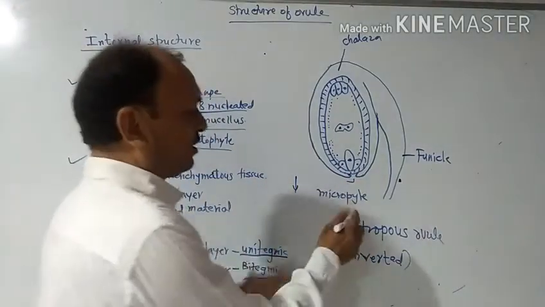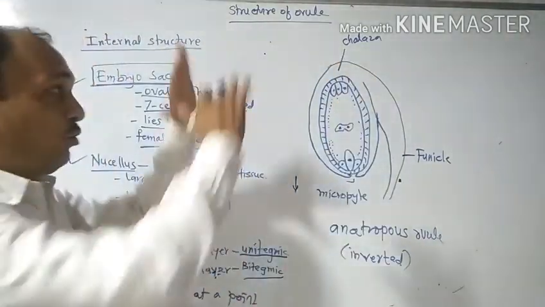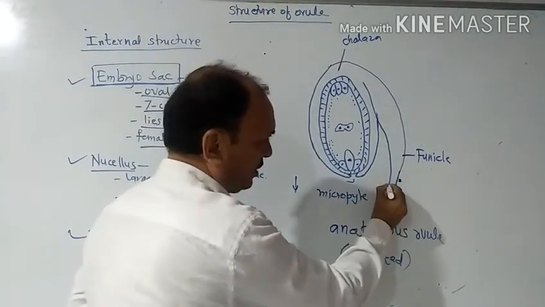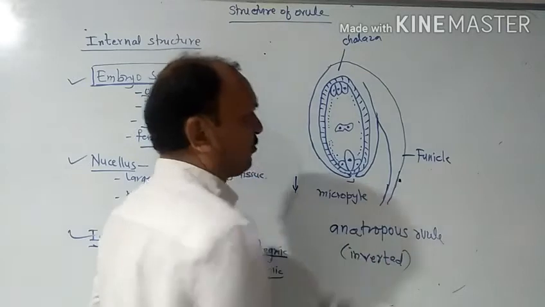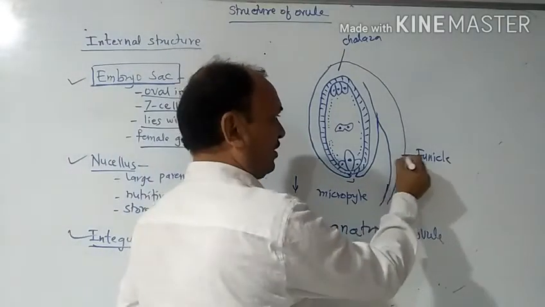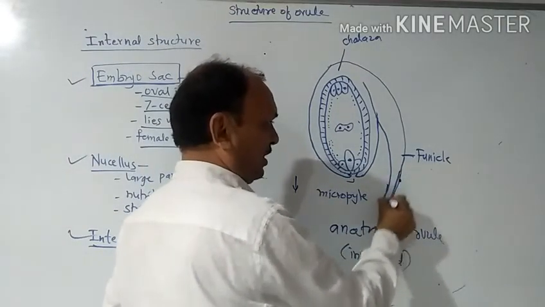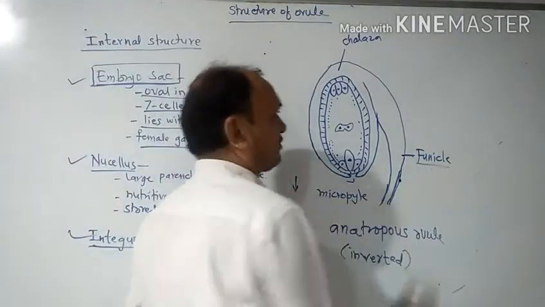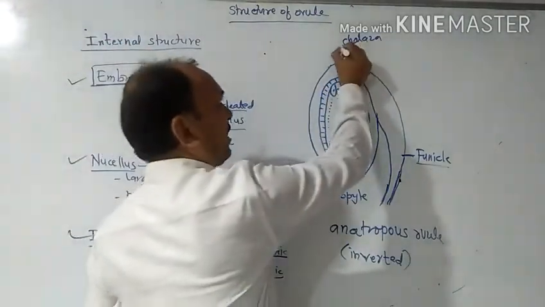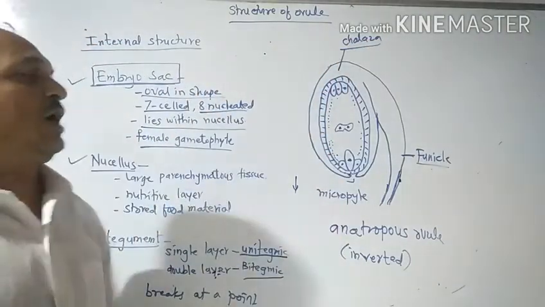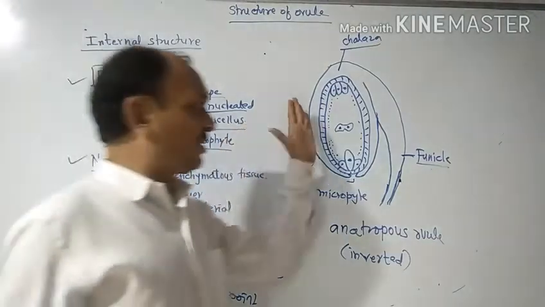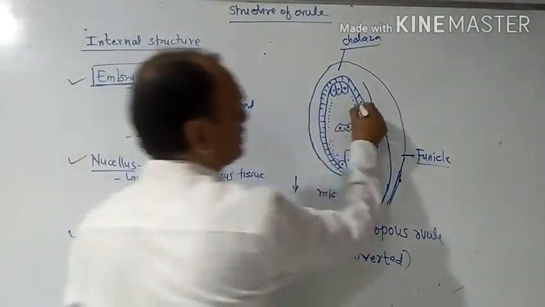So where is the ovule? The ovule is inside the ovary. So where is the attachment? The attachment to the ovary is called the funicle, and the ovule is attached through the placenta. The stalk-like structure is called the funicle, and the chalaza is the parenchymal tissue present opposite to this. When we see which is the major important part, the major important part is the embryo sac.